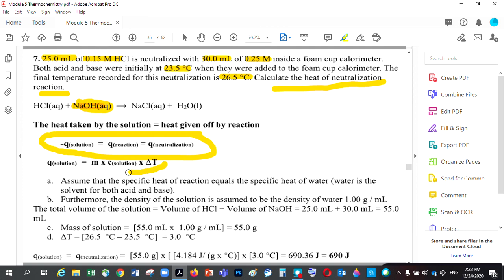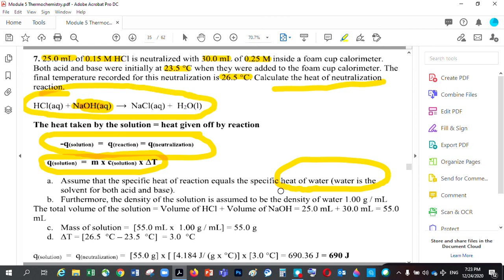And we just plug in our old formula: mass multiplied by specific heat of solution multiplied by delta T. Now, what is the specific heat of the solution? Assume the specific heat of the reaction equals the specific heat of H2O. This will come with us every time, because those are solutions, HCl solution and sodium hydroxide solution, aqueous. Therefore, we can safely assume that the specific heat of the whole solution is equal to the specific heat of H2O.